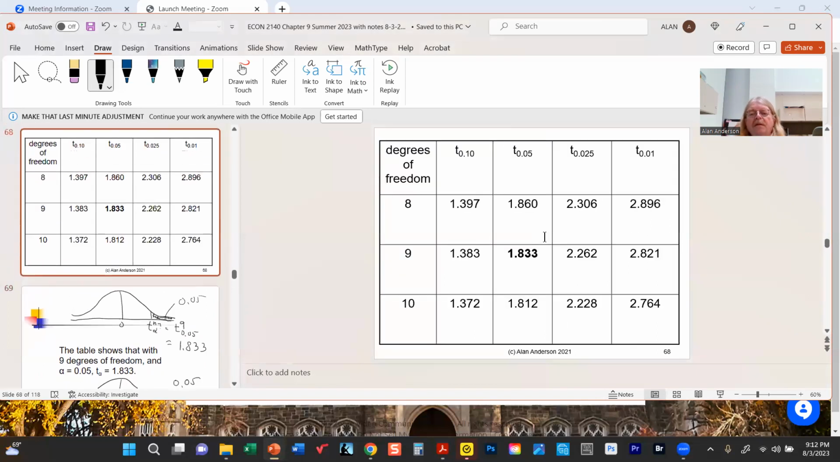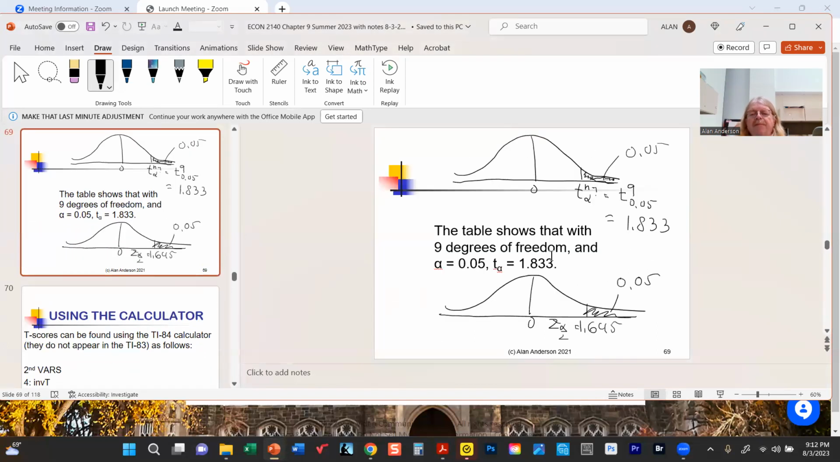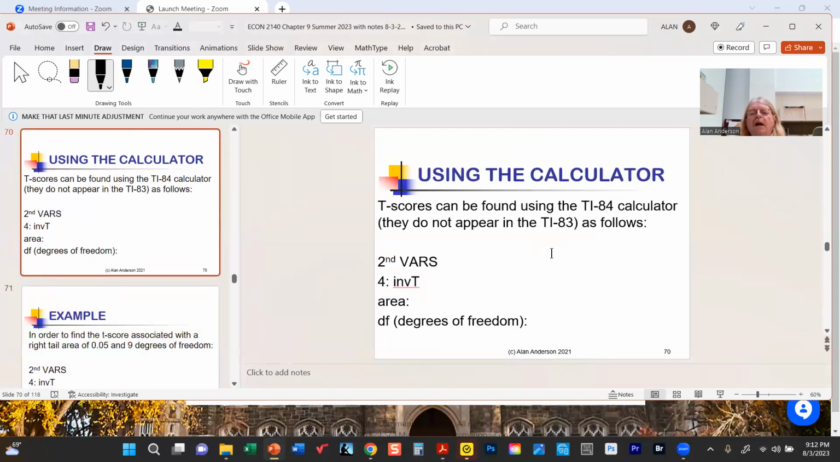Now, if you want to avoid using this table altogether, there's a function here corresponding to the INV norm. It's called INVT. Now, here's some bad news for you. If you happen to have one of the older TI-83s, they did not see fit to put this function in there for some reason. It's in the 84 and the 84 CE though. So it's in the same menu as INV norm. So you'll hit second vars, number 4, INVT. Now this time it needs the tail area and the degrees of freedom.